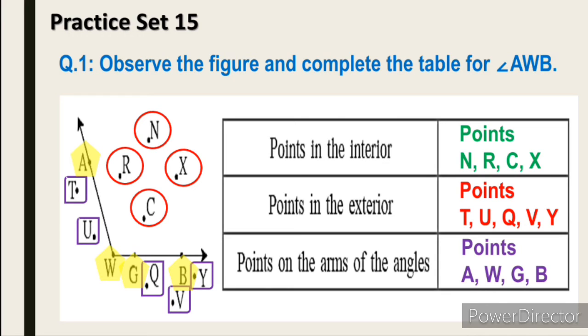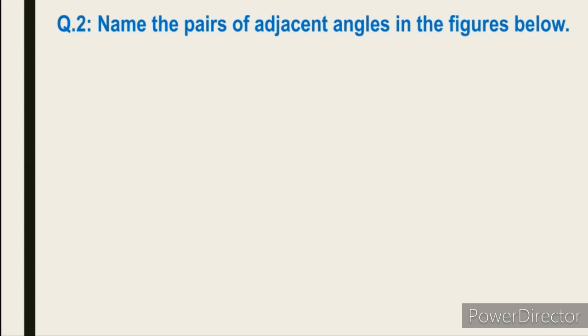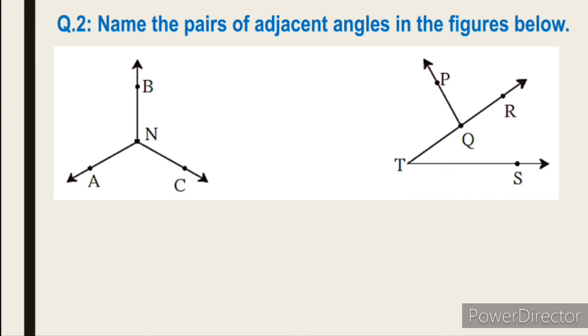Okay, so let us see question number 2. I'll read out the question. Name the pairs of adjacent angles in the figure below. So we will see what figures are given in the question. These are the 2 figures which are given in the question. Your question is to write the pairs of adjacent angles in the figure below. We have to write the names of angles which are adjacent. So let us see one by one. We will see the first figure. You can see 3 angles have been shown.